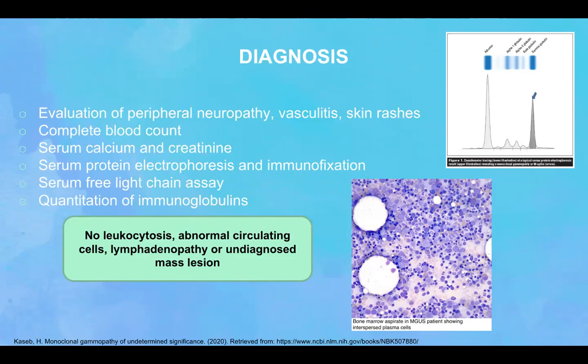We're going to discuss about the levels of calcium and creatinine. We're going to be doing a serum and urine electrophoresis. And we're going to be discussing about the free light chain to know for sure what is happening with them. It's important to notice that if we find leukocytosis, abnormal circulating cells, or something that tells us that we are having another disease, the diagnosis of MGUS is not going to be the diagnosis that we're going to say.